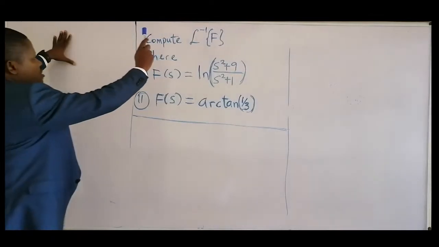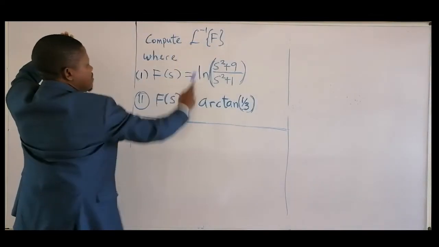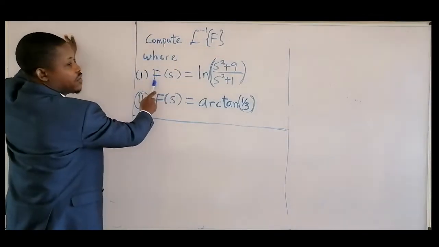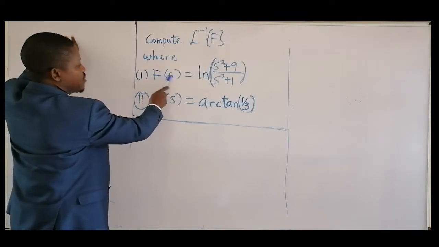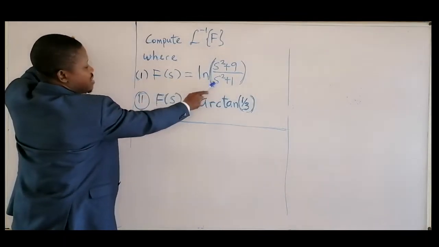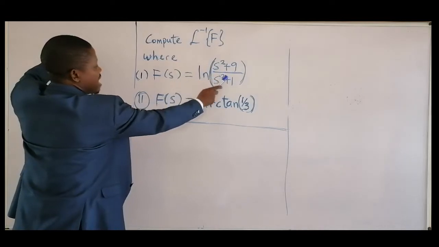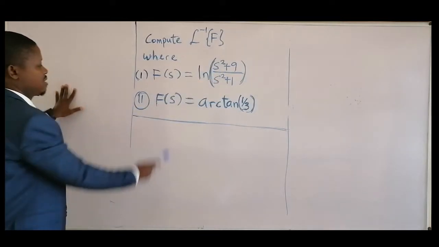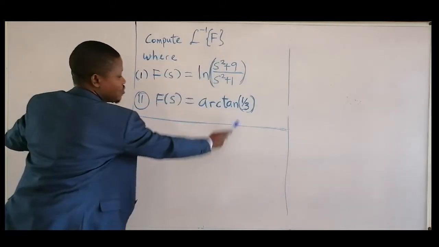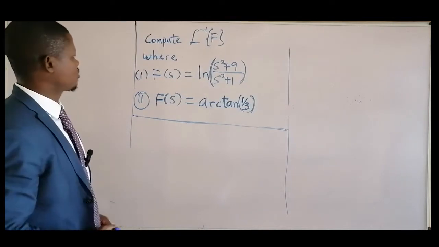Compute the inverse Laplace of F, where F as a function of s is ln((s squared plus 9) over (s squared plus 1)). And the second one is arctan(1 over 3). So how do we solve this question?